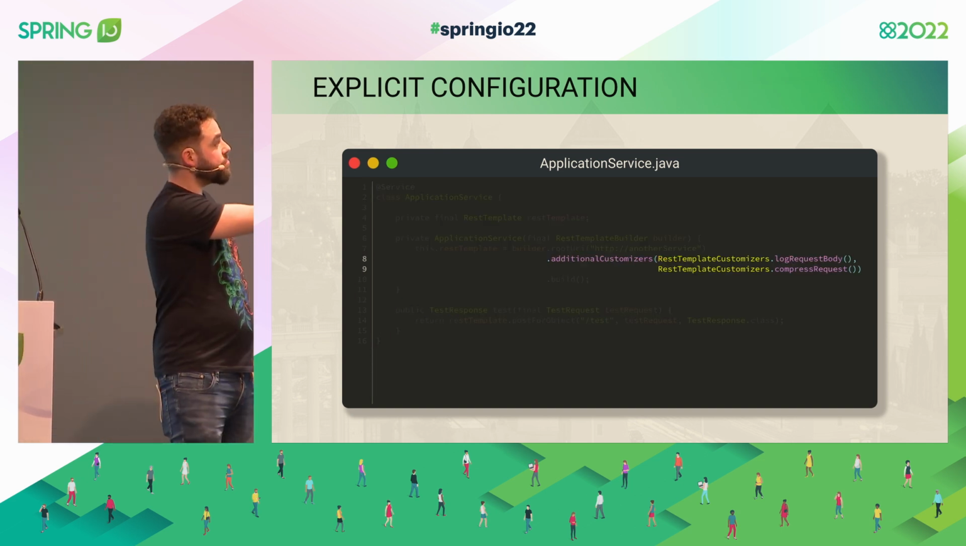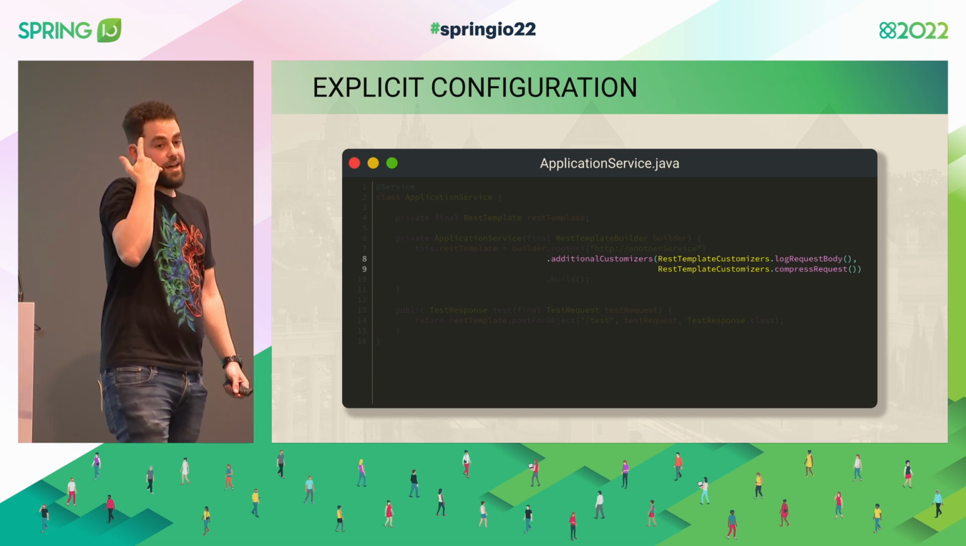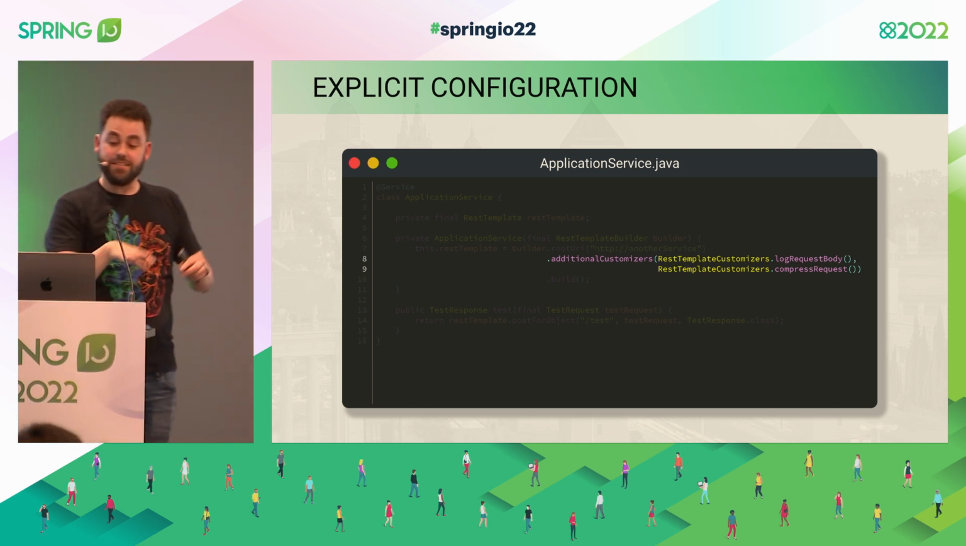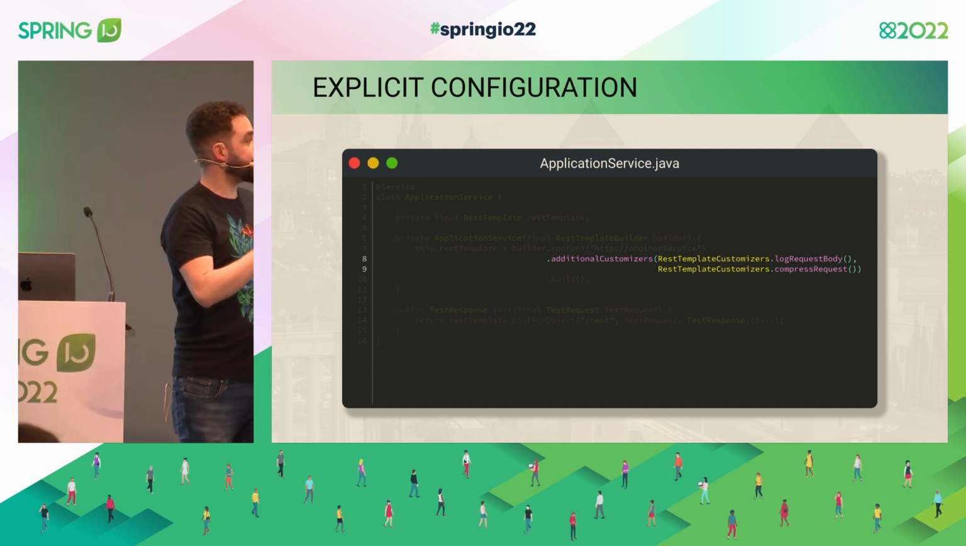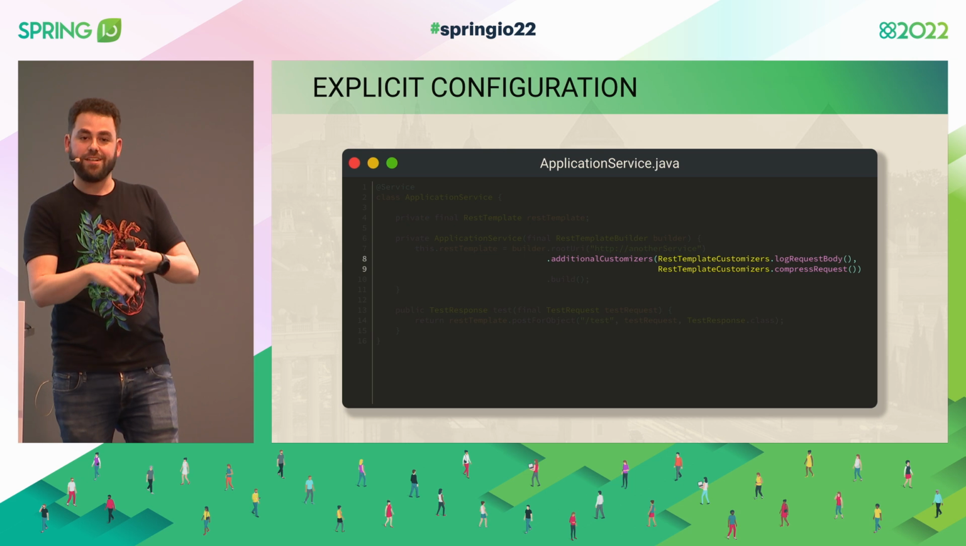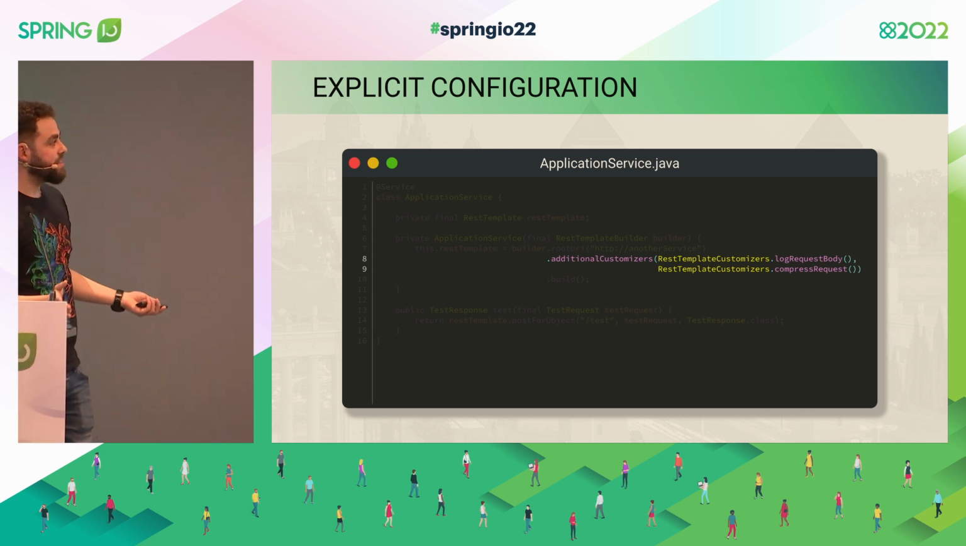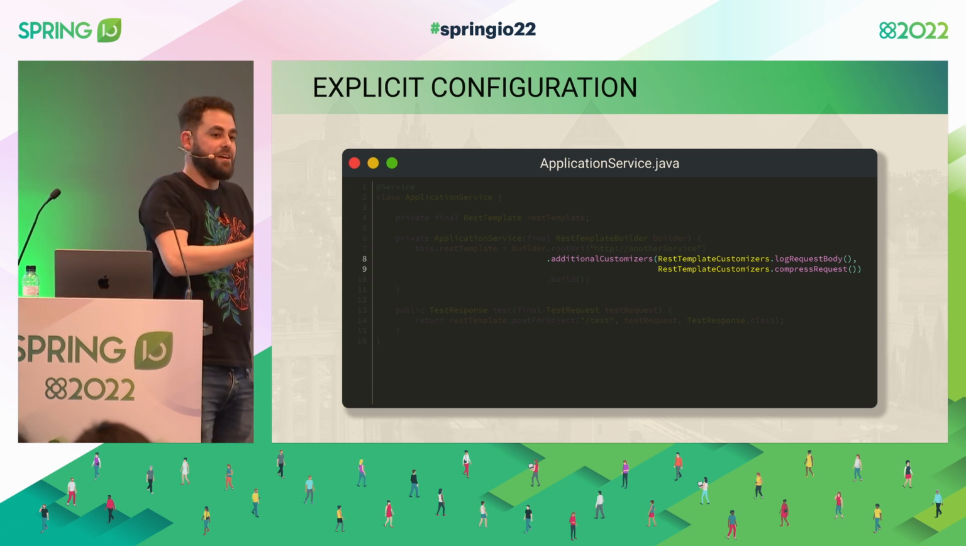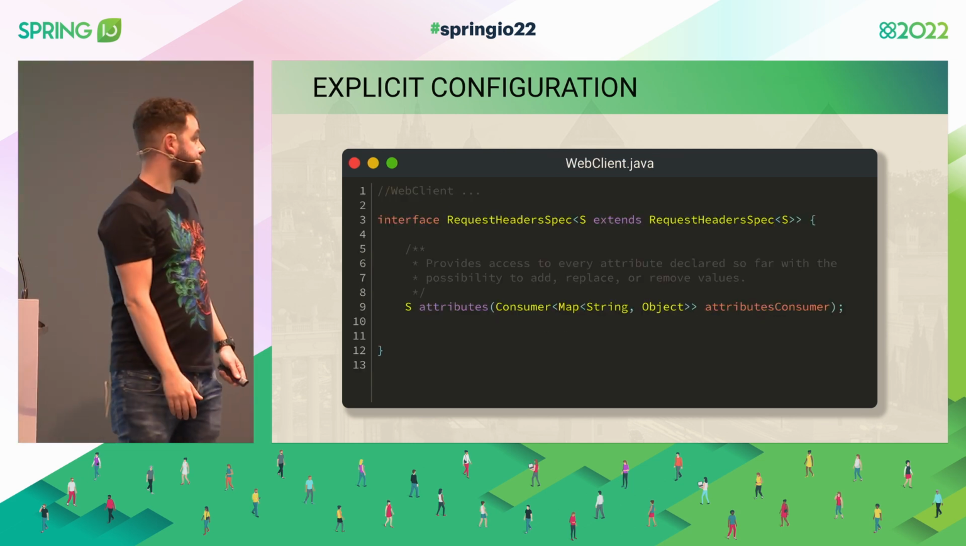And you see, I just need to know the class is RestTemplateCustomizers. That's the one thing I have to memorize from all this talk when I'm using the framework, and then just autocomplete. Oh, I can log the request. Oh, I can compress it. I can log the response. I can do X, Y, Z. Just all there. Just 2 lines. Of course, in this case, we have to do it explicitly. We are just changing the default behaviors.